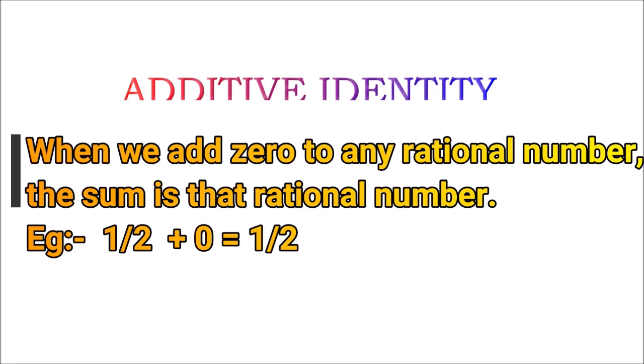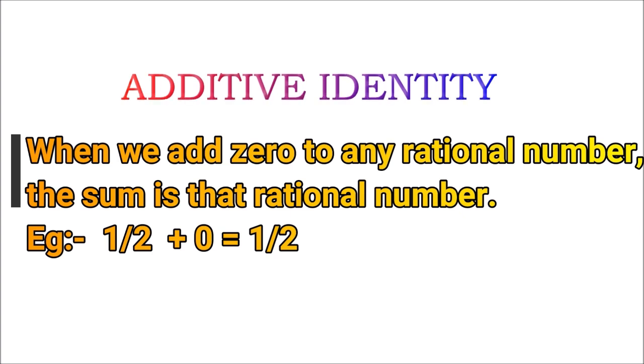Next is additive identity. If you add 0 to any rational number, the sum will give you the same rational number, as 0 is not going to make any kind of difference. Therefore 0 is called additive identity.